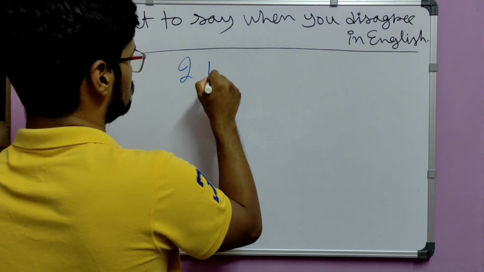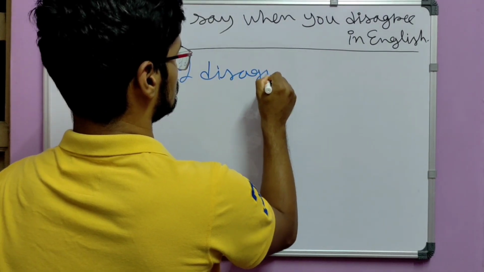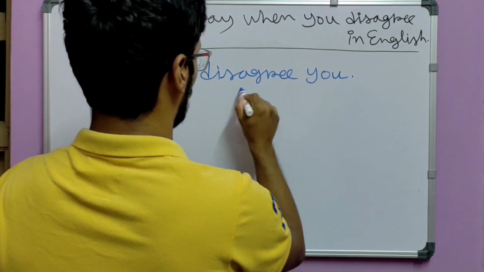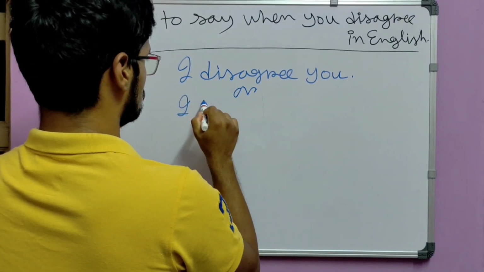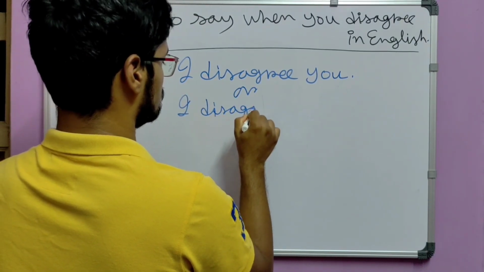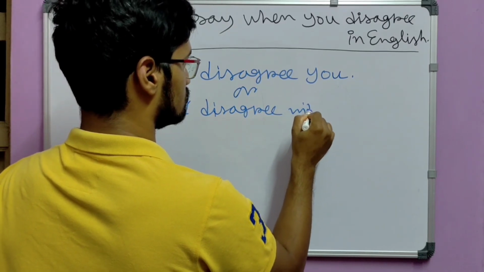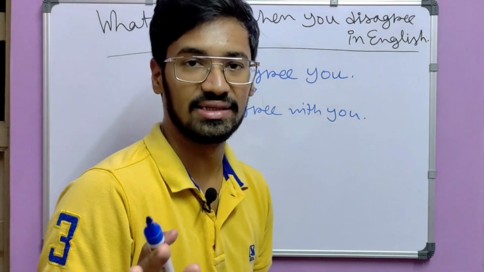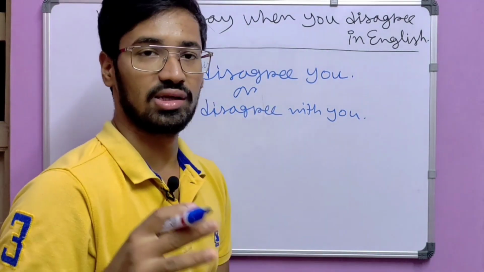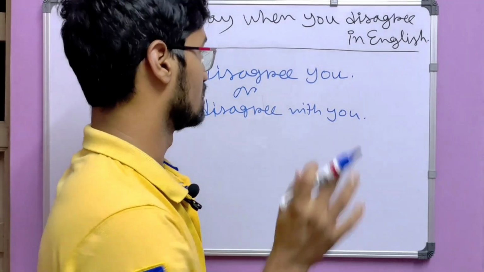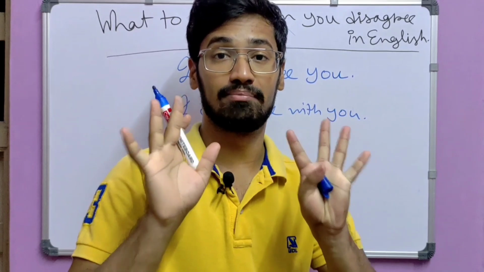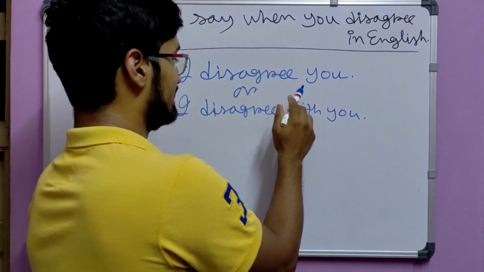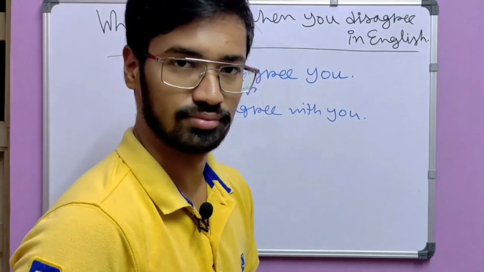I disagree you. Or I disagree with you. That means with your statement. Okay, we generally say this when we disagree. But in this video we are going to learn 10 plus sentences that can be used to replace I disagree or I disagree with you. Okay.